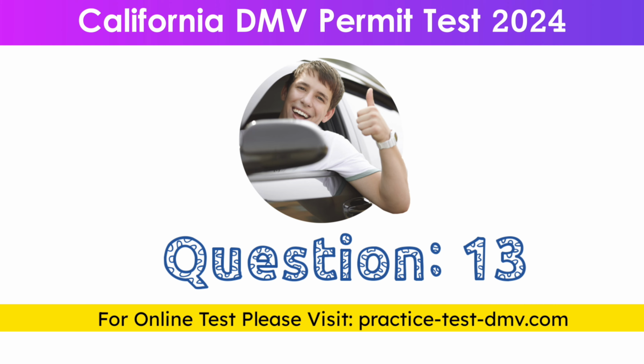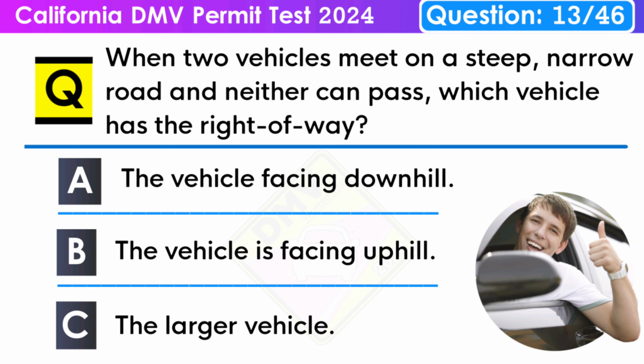Question 13. When two vehicles meet on a steep, narrow road and neither can pass, which vehicle has the right of way? A. The vehicle facing downhill. B. The vehicle facing uphill. C. The larger vehicle. Correct answer, B. The vehicle facing uphill. On a steep, narrow road, the vehicle facing uphill has the right of way. This is because it is harder for the uphill vehicle to start moving again if stopped, while the downhill vehicle has more control when reversing.